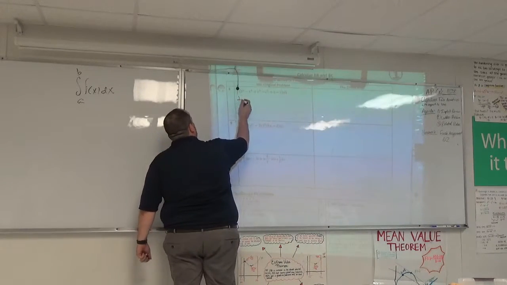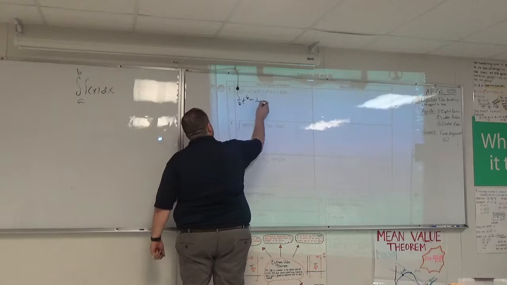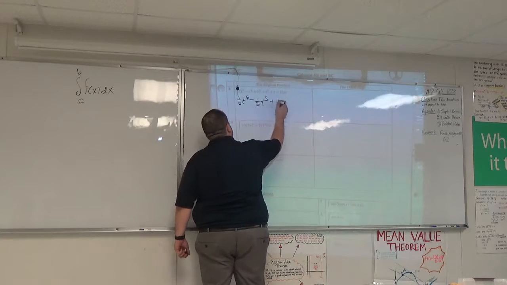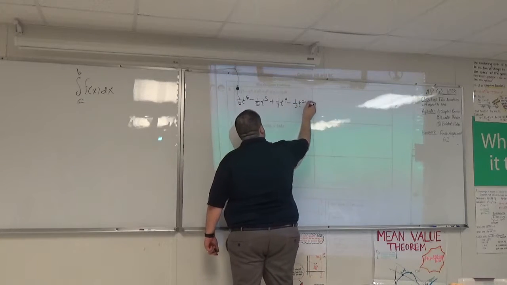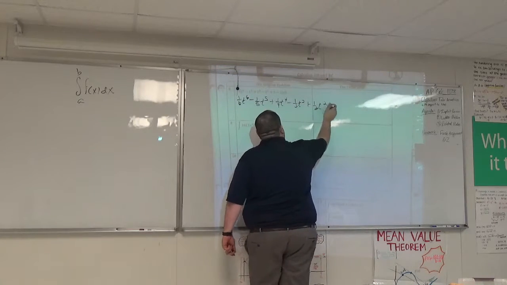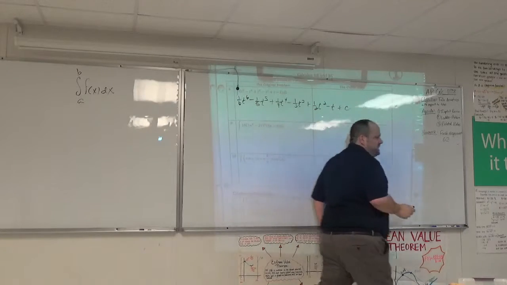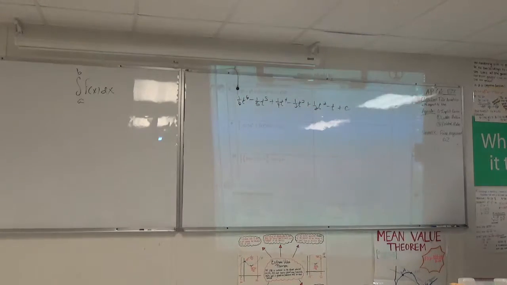All right, if all goes well, 1/6 t to the 6 minus 1/5 t to the 5th plus 1/4 t to the 4th minus 1/3 t cubed plus 1/2 t squared minus t plus c. How many of you honestly had that as your answer? Nice.